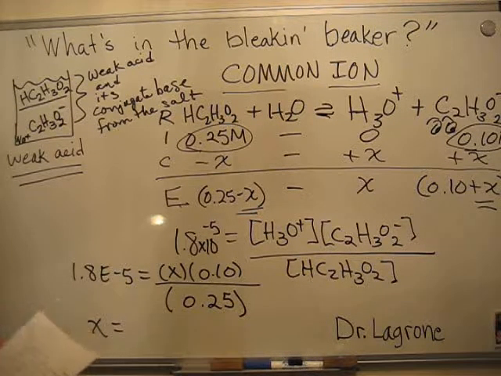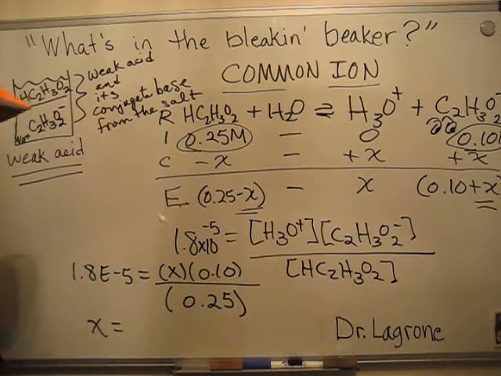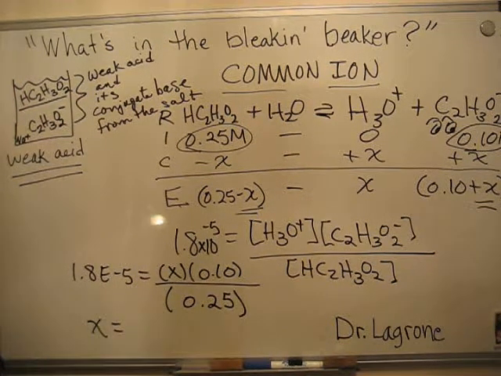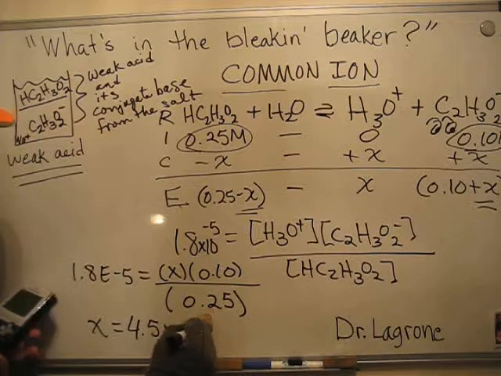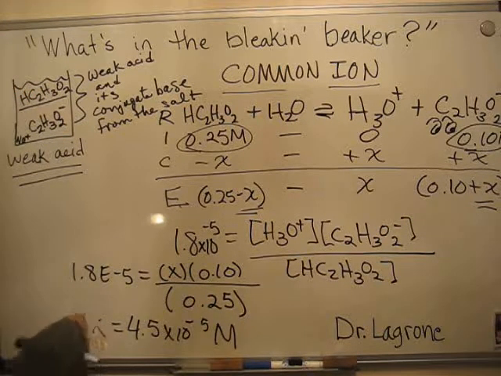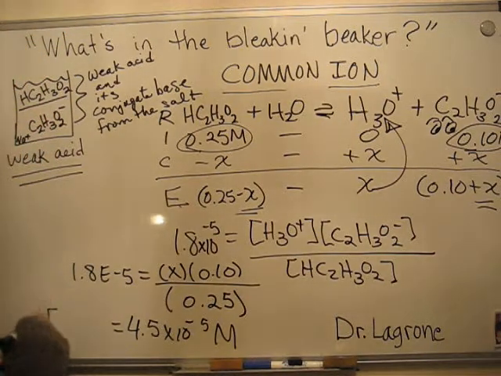So the common ion problems are much more easy to solve mathematically. And when we do that, we end up getting an X value of, I didn't do it, so I'm going to do it now. 1.8 times 10 to the minus 5 times 0.25 divided by 1/10, and we get 4.5 times 10 to the minus 5, and that's a concentration, that's molarity. What did we define X to be? X is hydronium ion concentration.